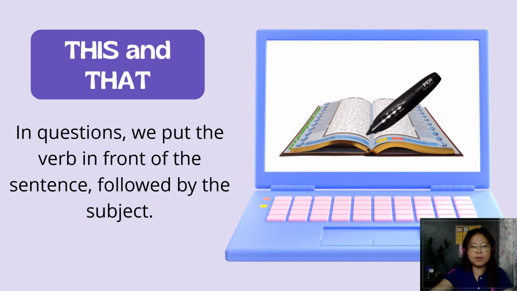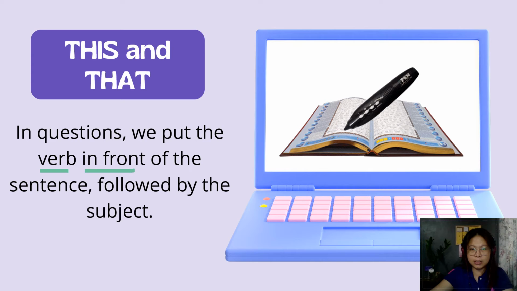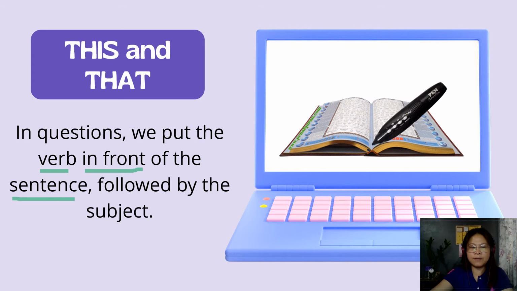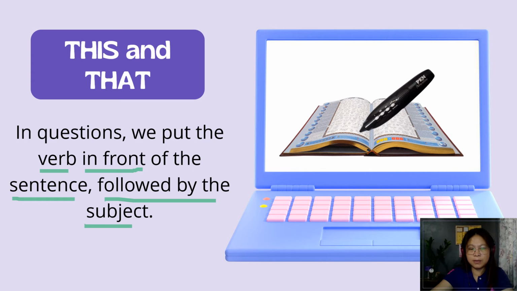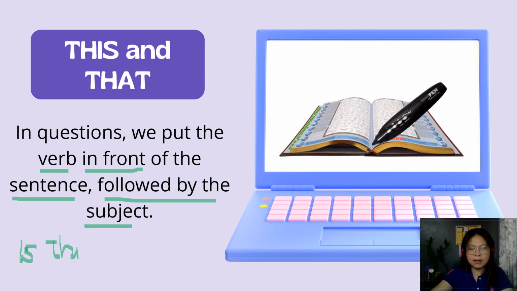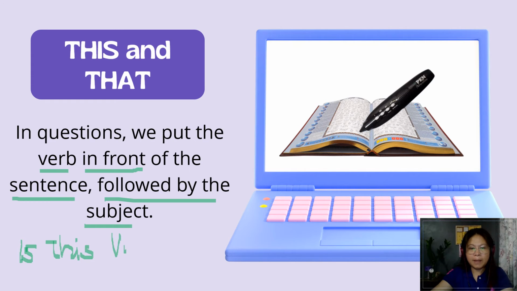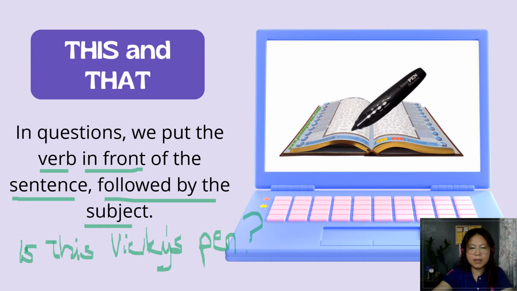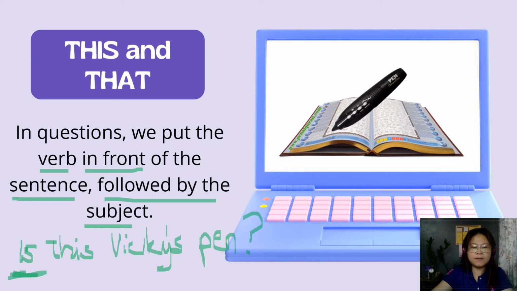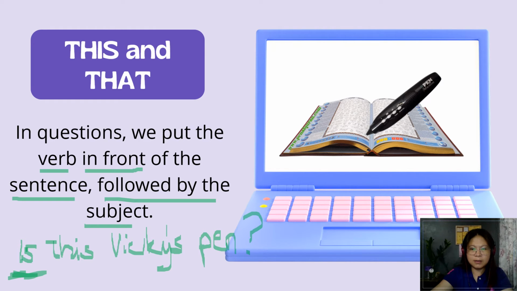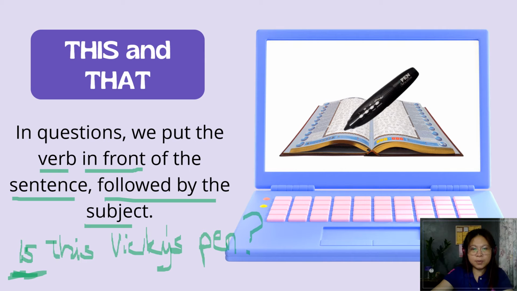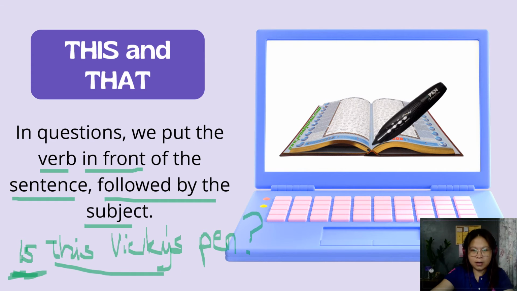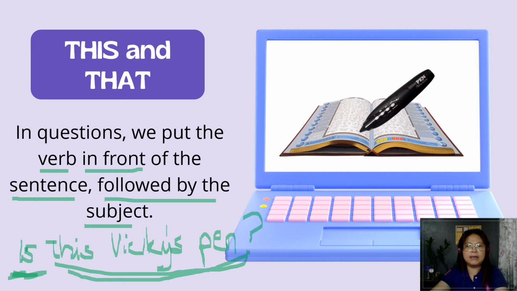So in questions, we put the verb in front of the sentence, followed by the subject. For example, is this Vicky's pen? So the verb comes first, or the verb is put or placed in front of the sentence.